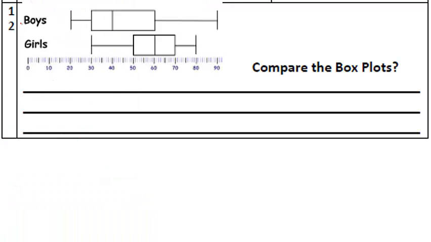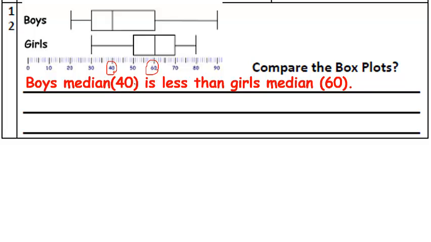Question 12. Very common question this is. Compare the box plots. So work out the medians. The median for the boys is 40. The median for the girls is 60. So I'm simply going to say the median for the boys, 40, is less than the median for the girls. Pretty straightforward there. The range for the boys is 90, take away 20. So I could write that down at the side there. 90, take away 20, which is 70. The range for the girls is 80, take away 30, which is 50.